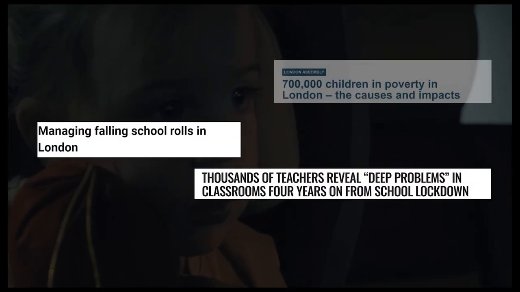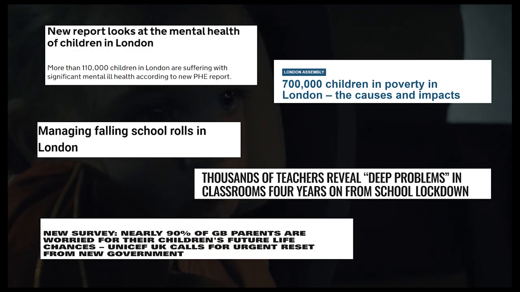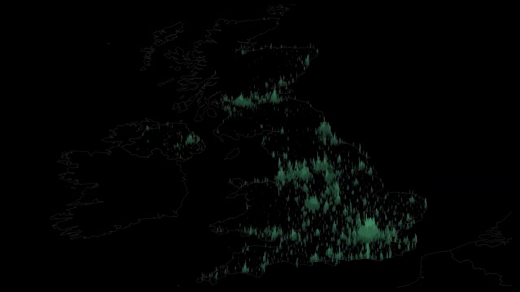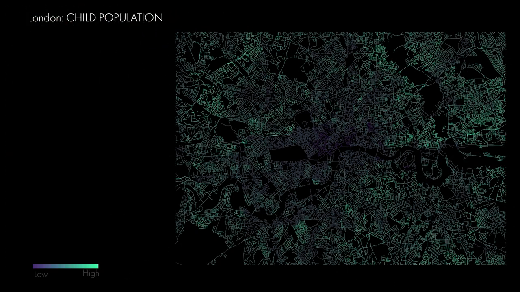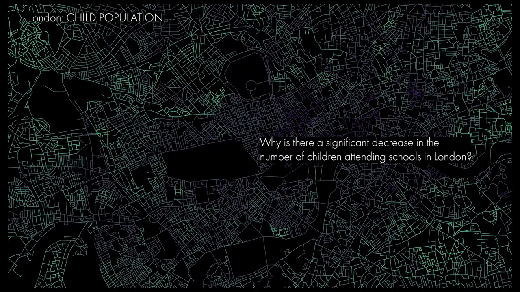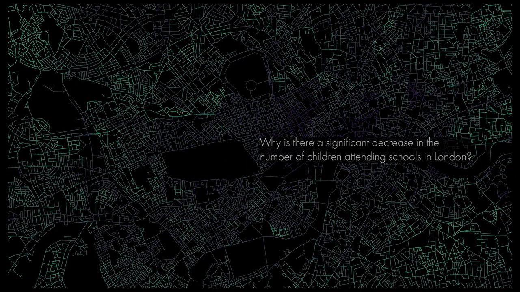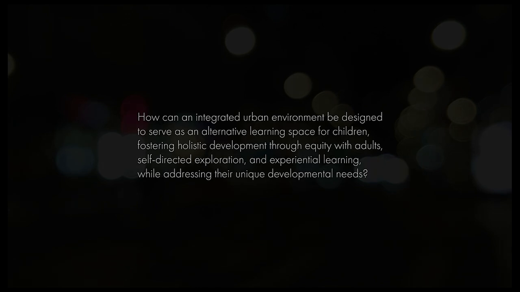Research shows an increase of 25% in school absences last year, and with 42% of kids living in poverty. London has the highest concentration of children aged 0 to 15 in the UK, but the population in inner London is significantly lower. High living costs and limited space push families to more affordable, spacious areas in outer London. Thus, this project designs integrated urban spaces where children can explore, learn and grow on equal footing with adults.